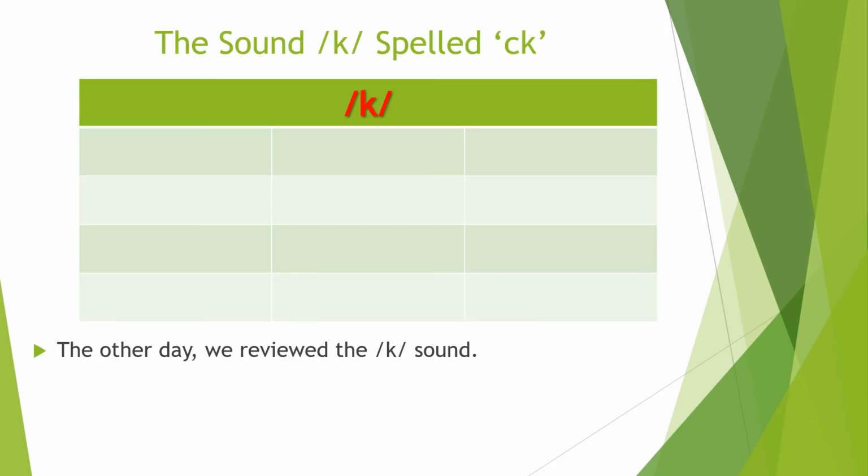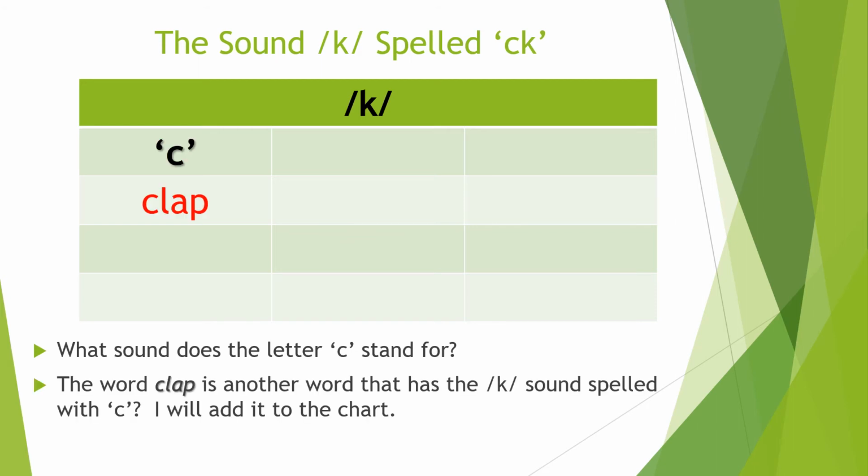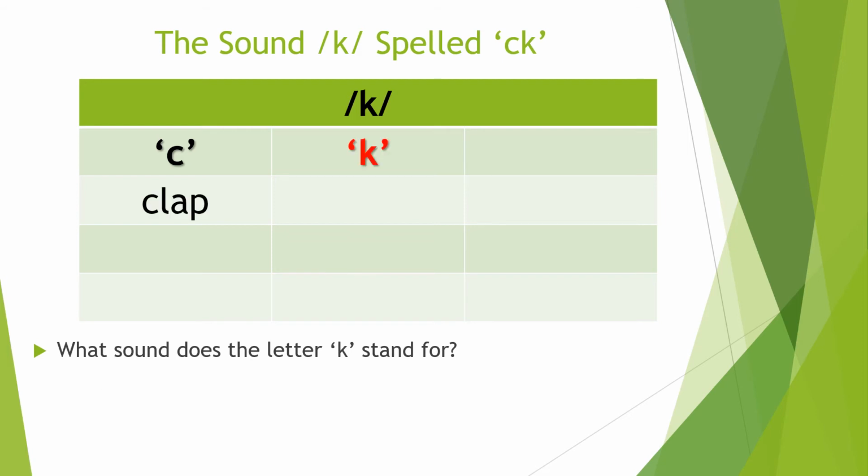The other day, we reviewed the K sound. What sound does the letter C stand for? C stands for the sound K. The word clap that you see here is another word that has the k sound, and it is spelled with the letter C. I will add it to the chart here. What sound does the letter K stand for? K stands for the k sound as well.